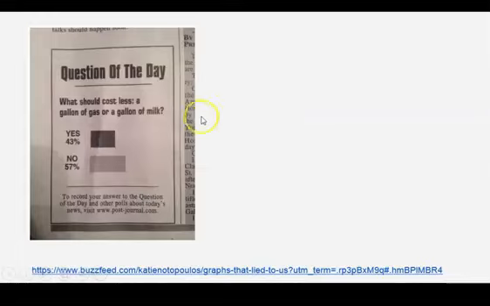And then here's an interesting one. What should cost less, a gallon of gas or a gallon of milk? 43% yes, and 57% said no. Huh? What's going on with that?